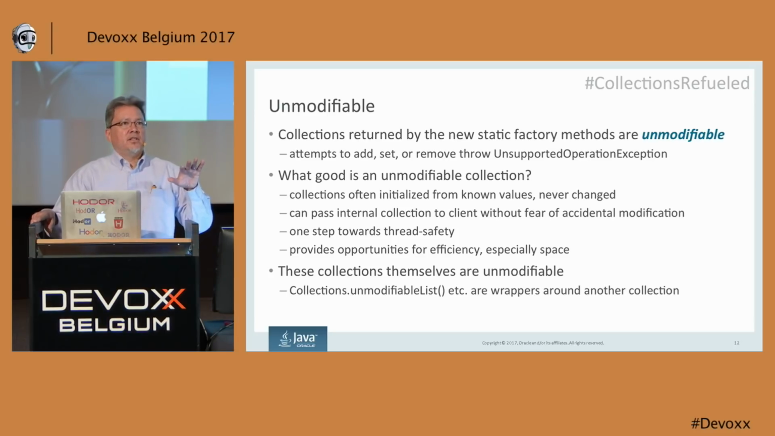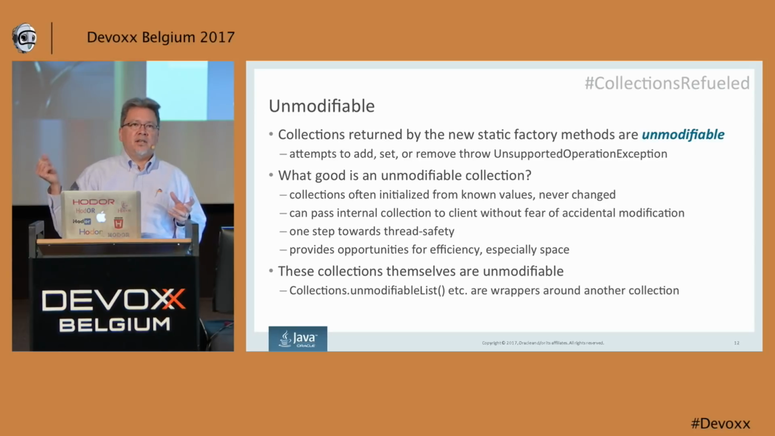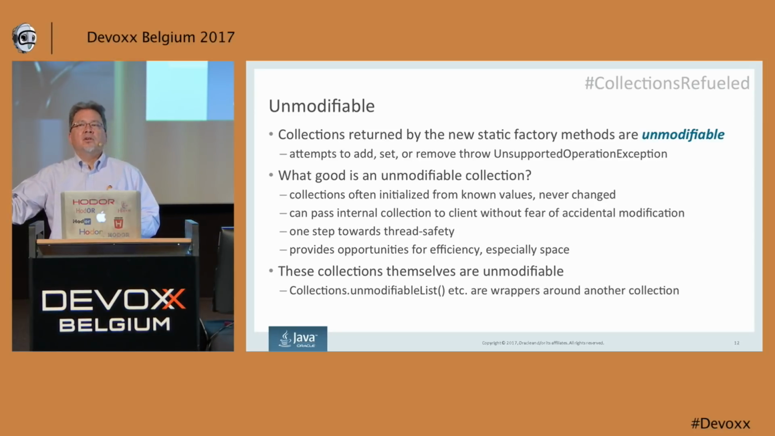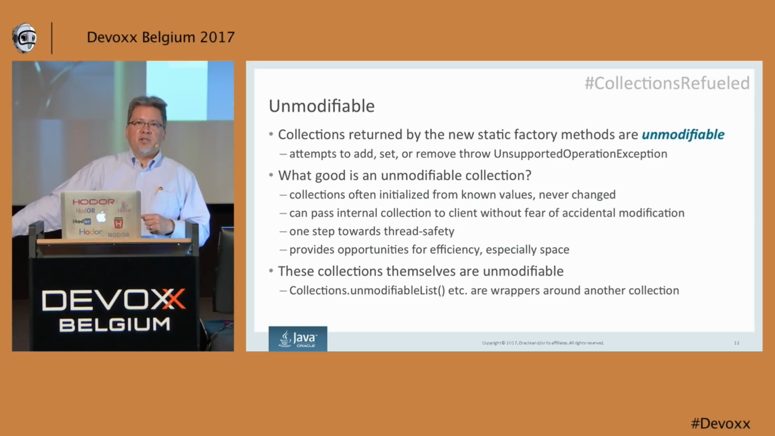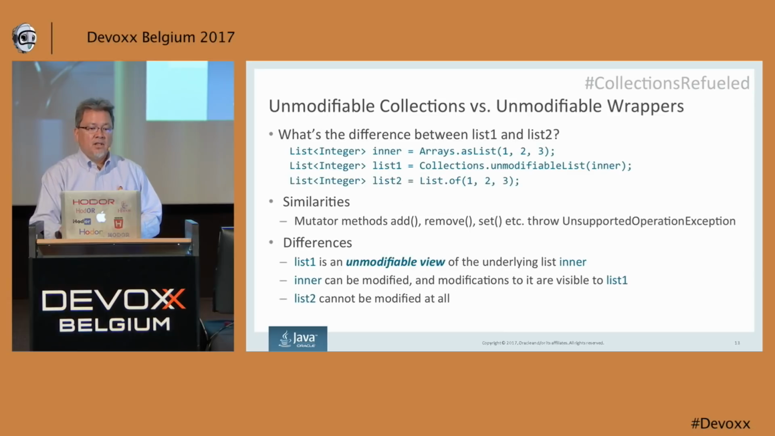I think one thing to draw a distinction here is that these new collection implementations contain elements themselves. This is in contrast to the existing things like collections.unmodifiableList, which are wrappers around another collection. So these contain the elements themselves, whereas the wrappers are simply a view onto some other collection, which actually might be modifiable.